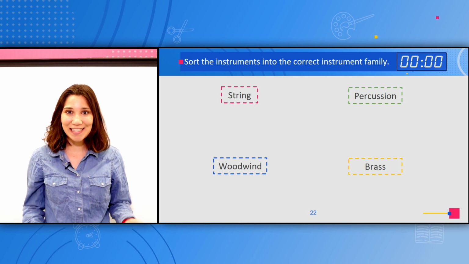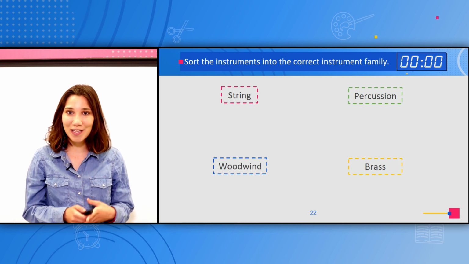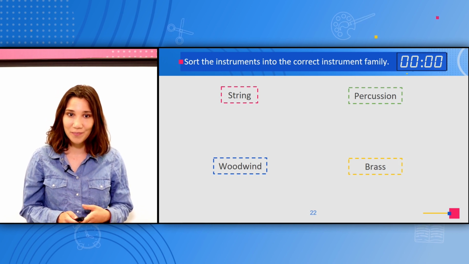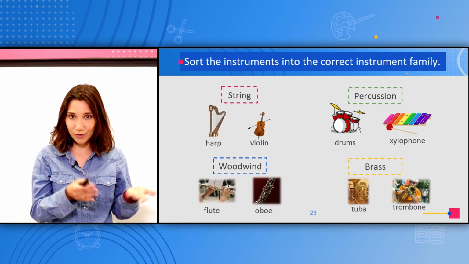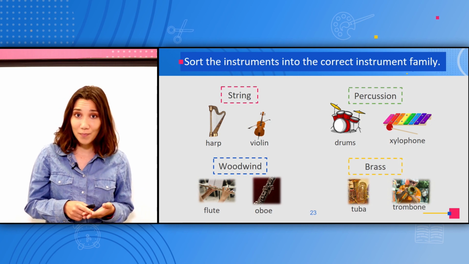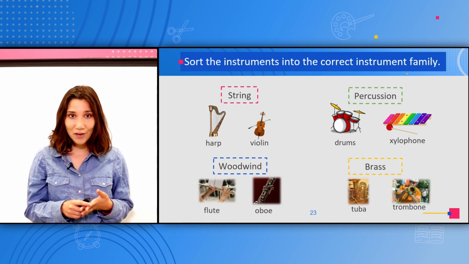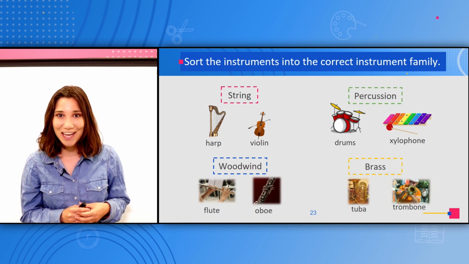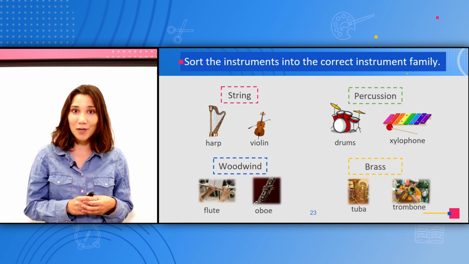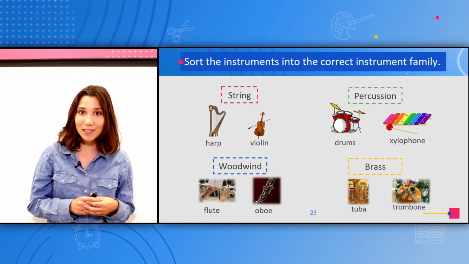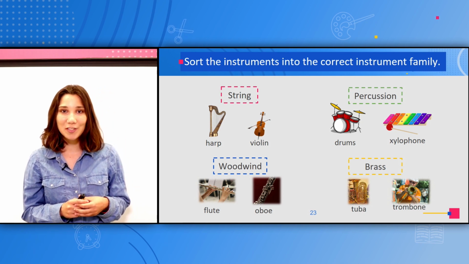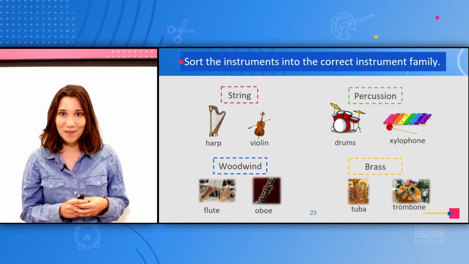Okay, let's see how you did sorting the instruments into the correct instrument family. So for our string instruments, we have the harp and the violin. For our percussion instruments, we have the drums and the xylophone. Our woodwind instruments are the flute and the oboe. And our brass instruments are the tuba and the trombone.